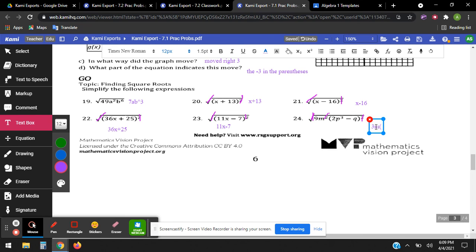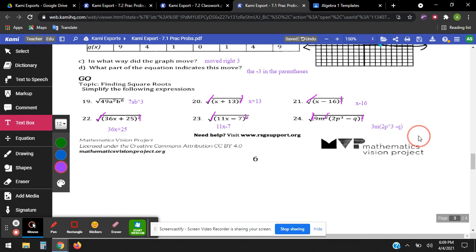So I have to leave my parentheses because I have other stuff this time. Here I had nothing else. I could take off the parentheses. Here I still have a 3m hanging out. So it's p to the third minus q. But I don't need that squared anymore because it canceled out with the others.